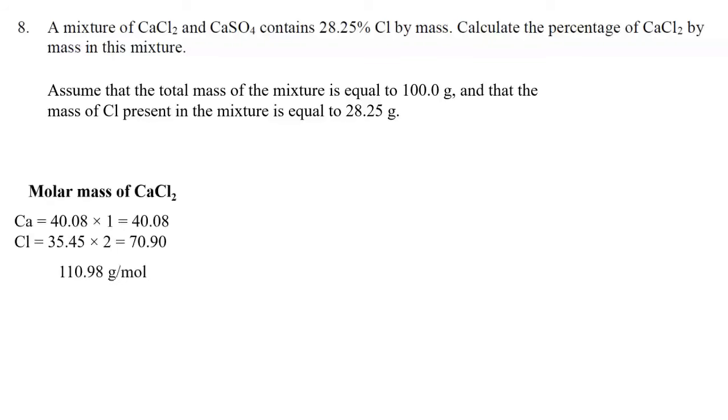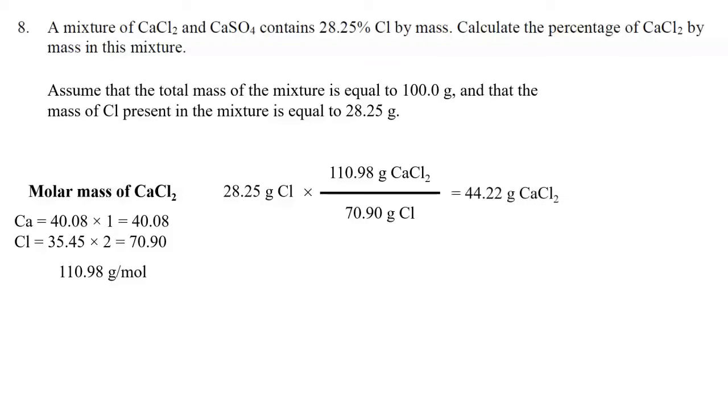The molar mass of calcium chloride can be determined by the periodic table. We have calcium times 1, chlorine times 2. So there are 70.9 grams of chlorine for every 110.98 grams of calcium chloride. The 28.25, I'm going to start with that. That's grams of chlorine. I'm going to put grams of chlorine on the bottom and grams of calcium chloride on the top. So based on the information from the periodic table, there's 110.98 grams of calcium chloride for every 70.90 grams of chlorine. So I do that math, and I get 44.22 grams of calcium chloride.